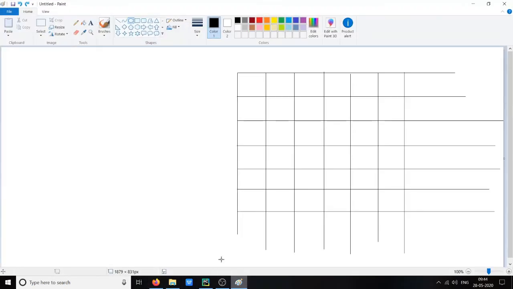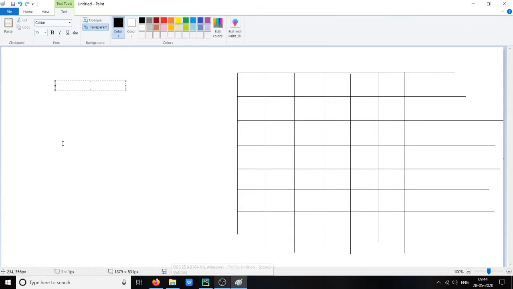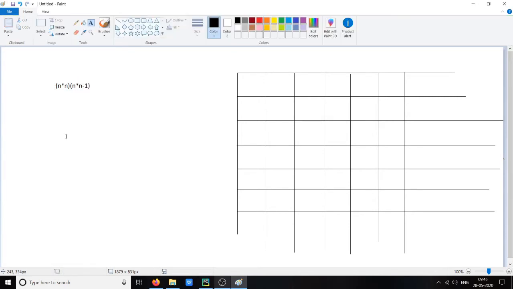Now let us see in how many ways we can actually put two knights on a chessboard. If you want to place a single knight on a chessboard, there will be n cross n possibilities, and as one place is occupied on the chessboard, for the second knight we will have n into n minus 1 possibilities. These are the total number of ways we can put two knights on a chessboard.